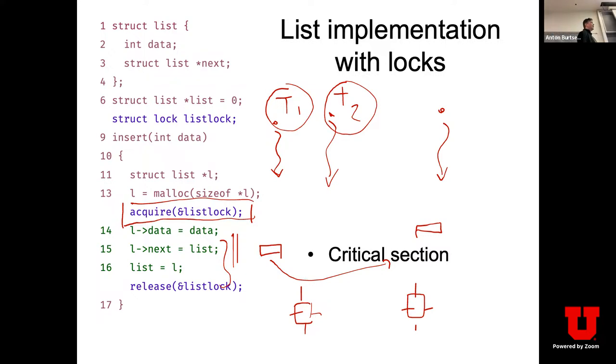I think that depending on the scheduler and your timing and things like that, within the same core you could switch from one thread to another. Correct. So between which two lines does the context switch have to happen to cause a problem? Right, exactly. Here, between 15 and 16.